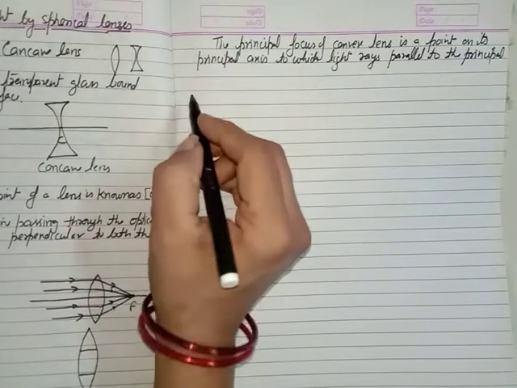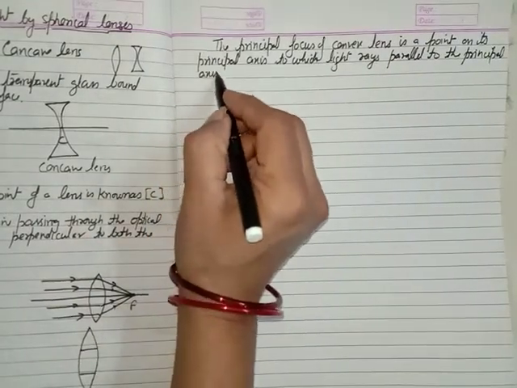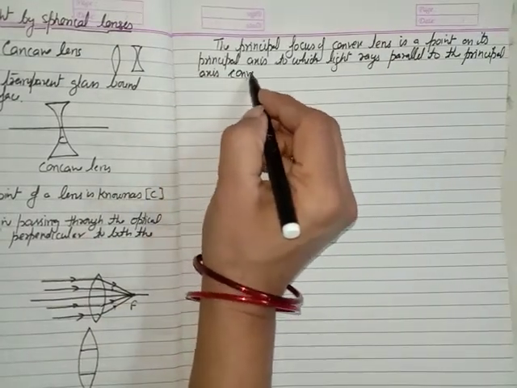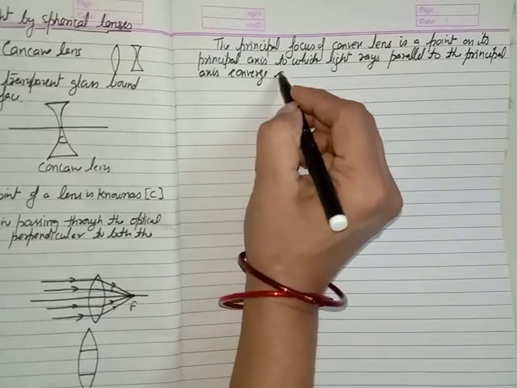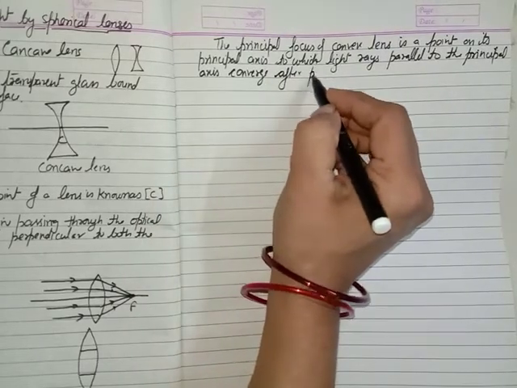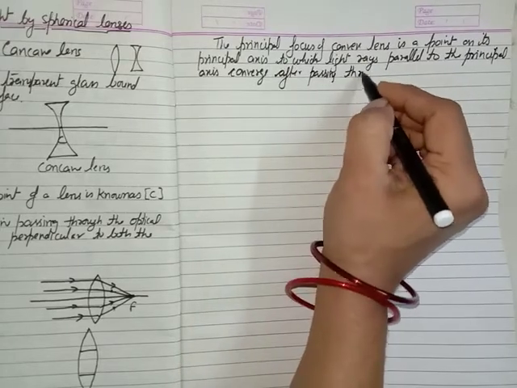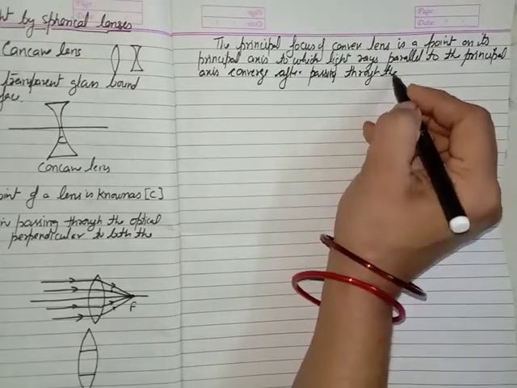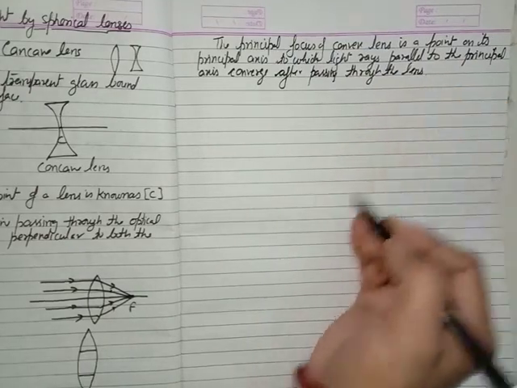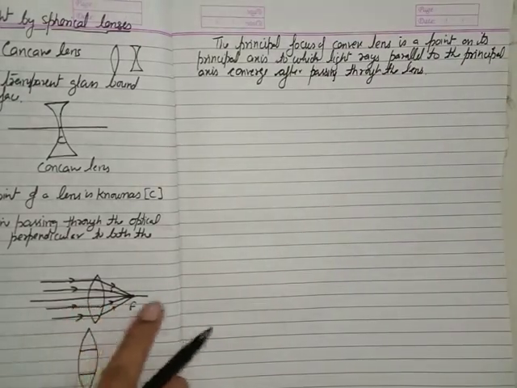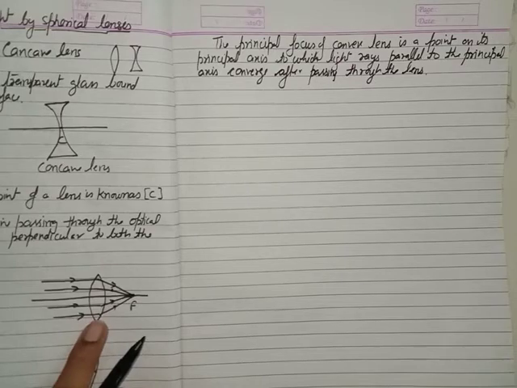principal axis converge after passing through the lens. I think you all understand why the light rays converge when they pass through the convex lens.